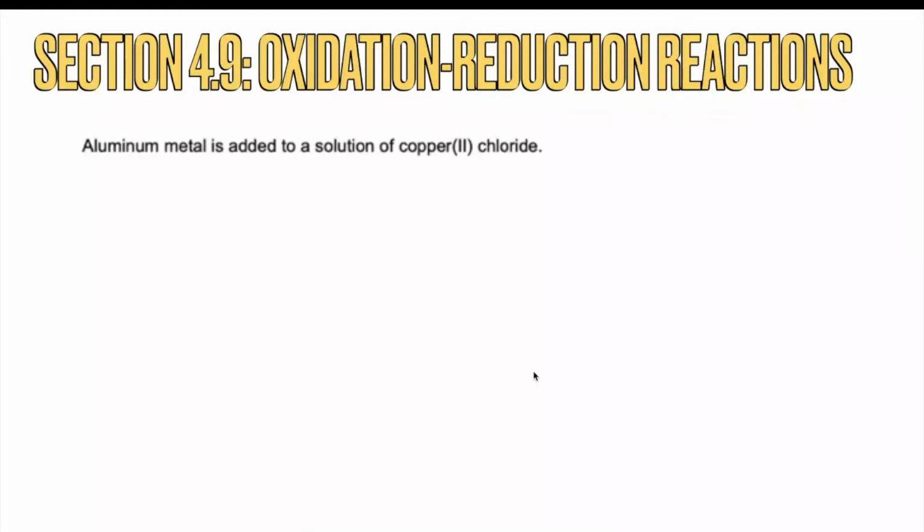All right. Aluminum metal is added to copper 2 chloride. So we know aluminum's Al, copper 2 chloride is CuCl2. So what's happening? Aluminum is going to try to replace our copper here. And so we're going to end up with aluminum chloride. And notice, aluminum always has a +3, so it couldn't replace something exactly. Copper is going to be just by itself. So again, aluminum goes from being 0 to having a +3. Copper goes from having a +2 to having a 0.